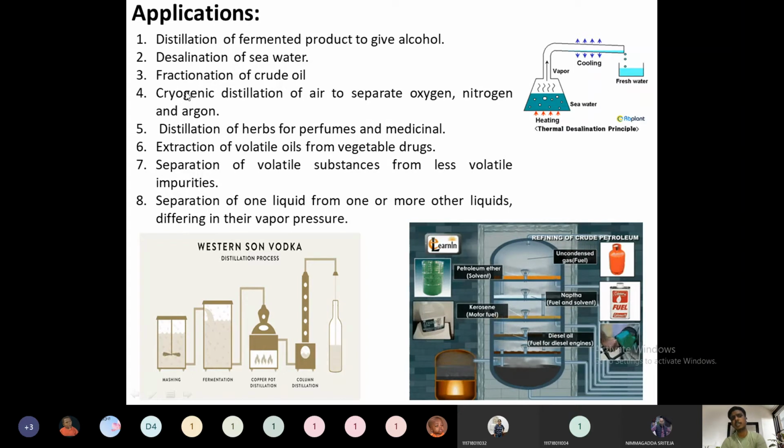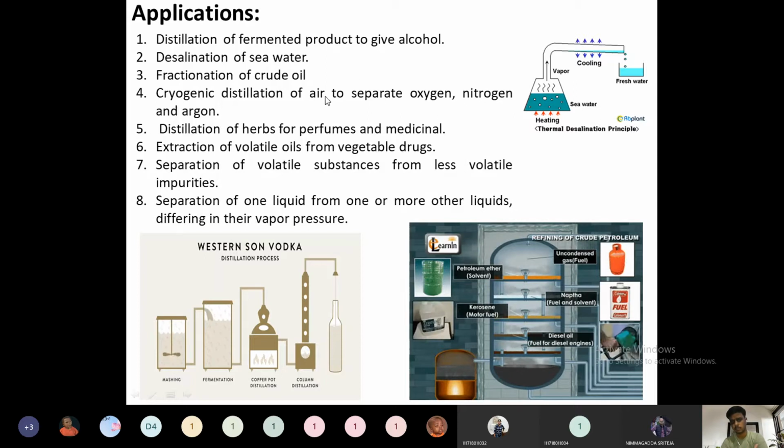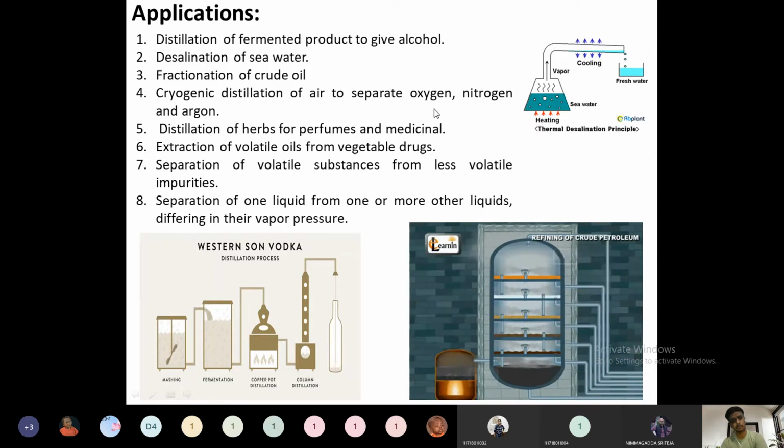Then the next one is the cryogenic distillation, or the low temperature distillation we can call. Low temperature distillation of air to separate oxygen, nitrogen and argon. Using the cryogenic distillation, or the low temperature distillation only, we can separate the components from the air. In this way the argon or nitrogen can be obtained, and oxygen cylinders can be obtained.